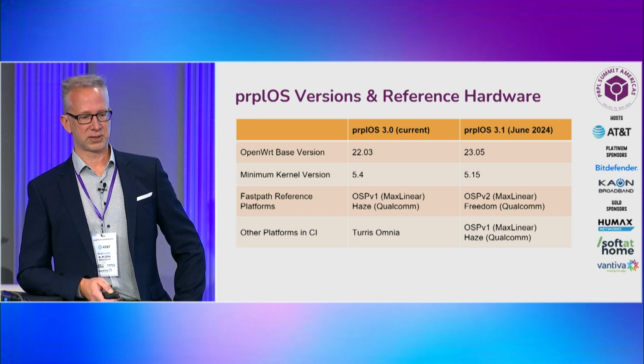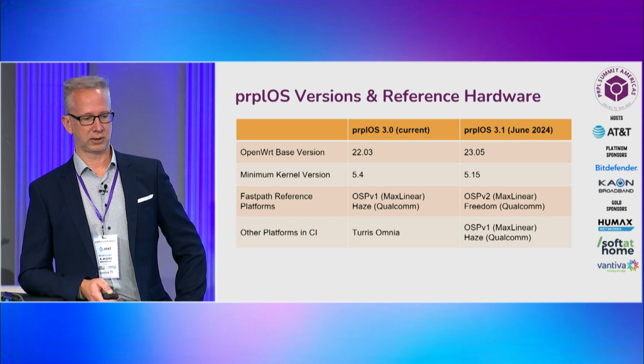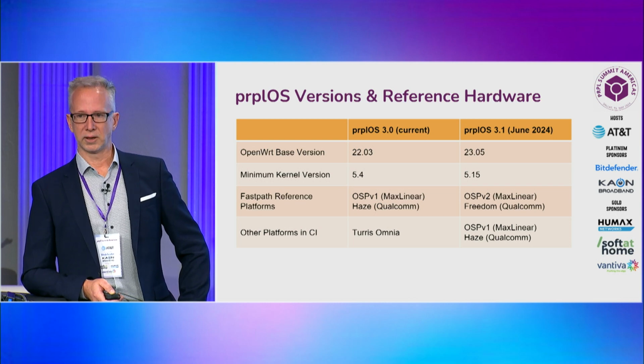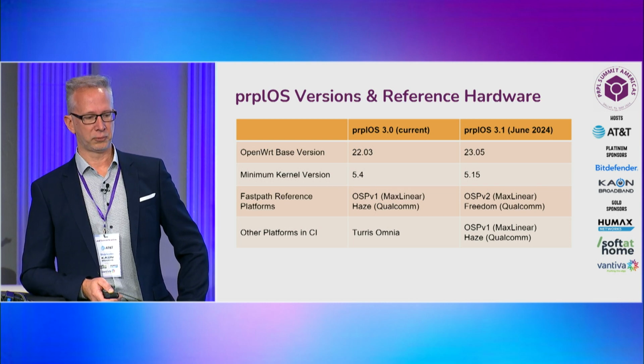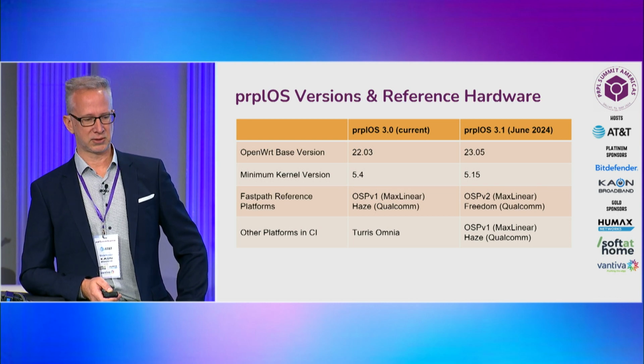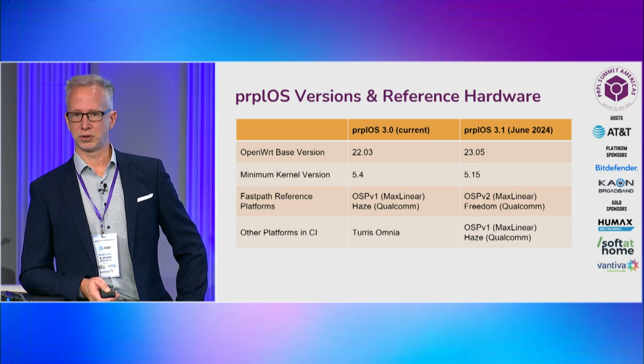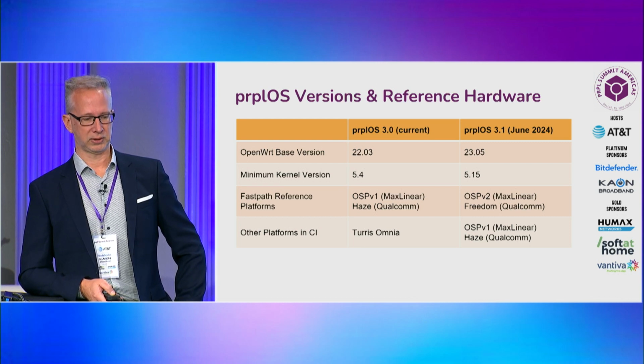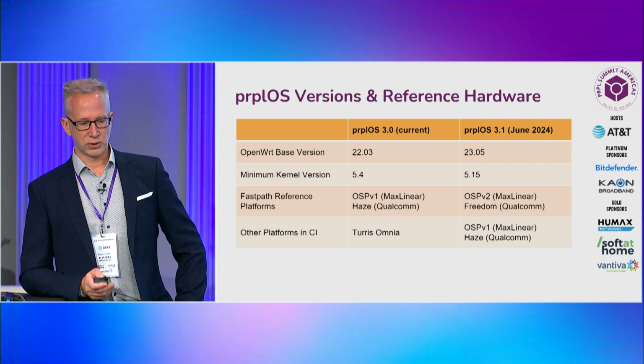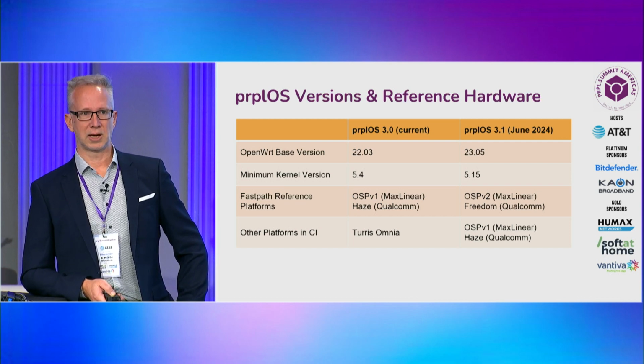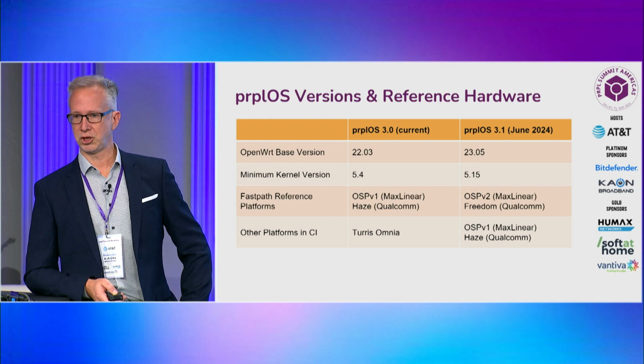So with prpl 3.1, which we hopefully can release in June, we are switching to OpenWRT 23.05 as a base version. And then we will have Open Services Platform version 2 coming with Wi-Fi 7, and the Freedom platform from Qualcomm also with Wi-Fi 7. Also, those two platforms then will come with support for 5G modems.